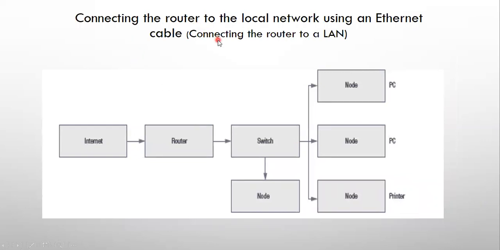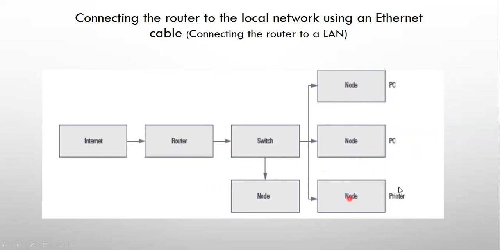Connecting the router to the local network using an Ethernet cable. This is what this diagram does. It's connecting your router to a local network, a local area network. In a local network, let's look at these nodes. These are PCs. There's a printer. The components on a network are referred to as nodes because they could be a PC, it could be a printer.